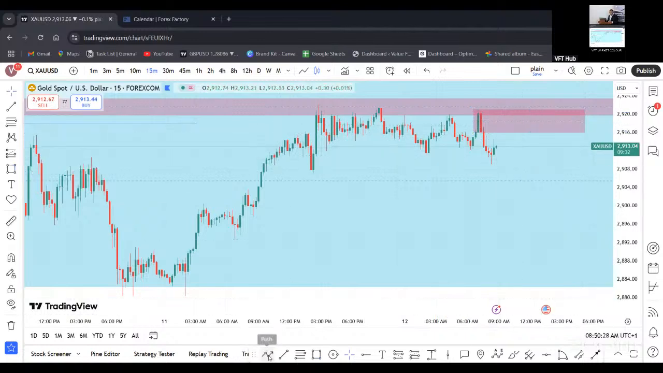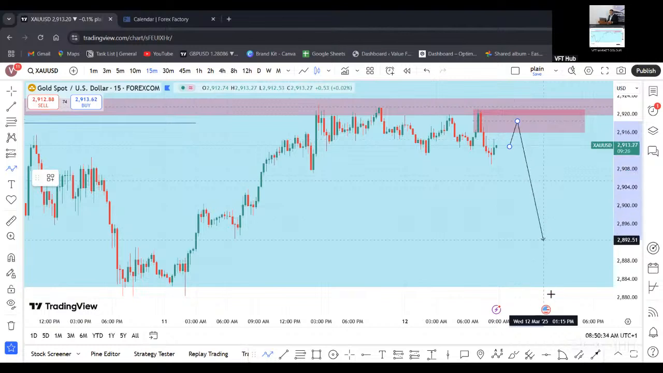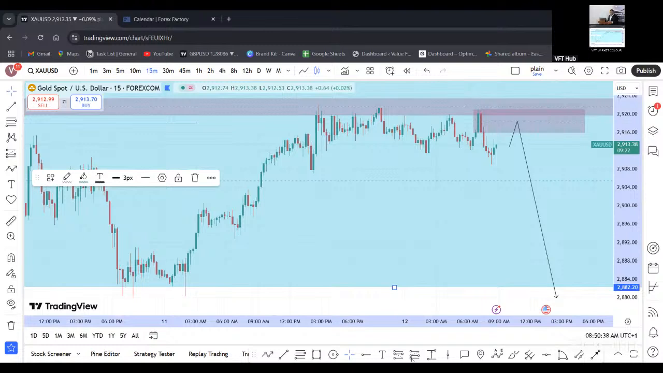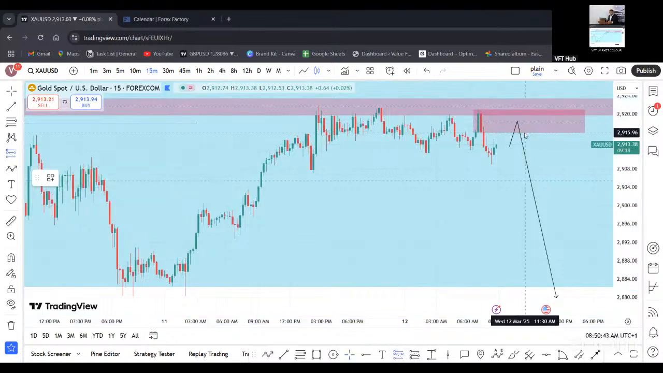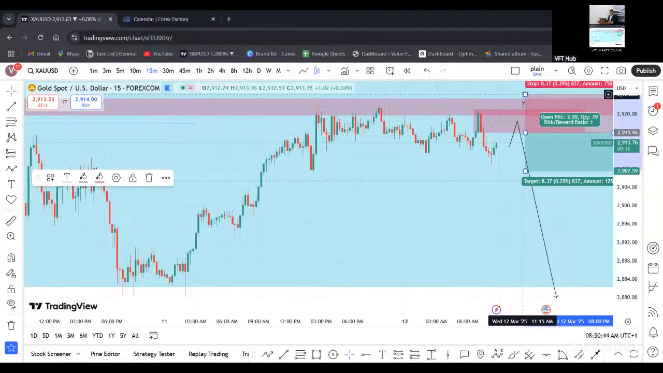So here is the path of my expectation for gold this morning. Trade into here and then sell all the way to the downside. This is what I'm expecting on gold. So let me even add this tool here so it will be of help.